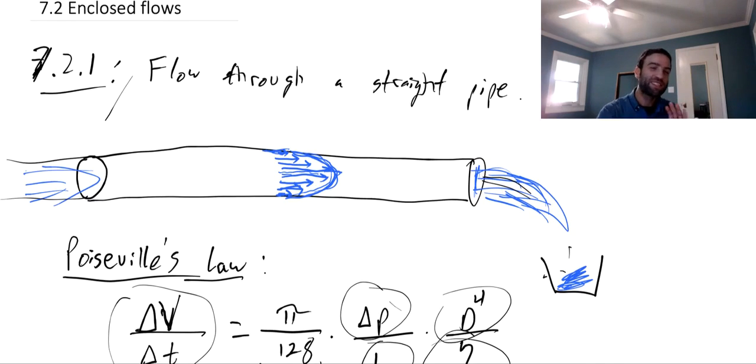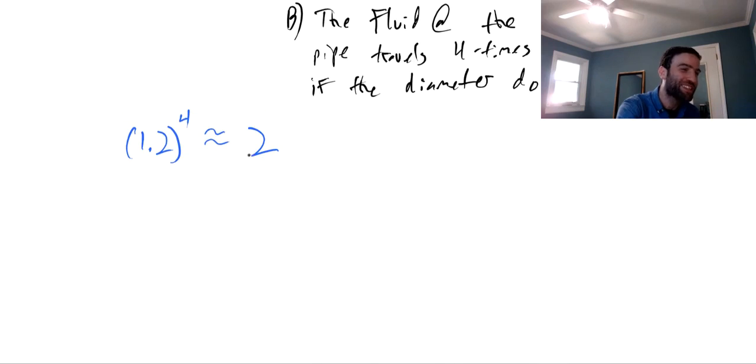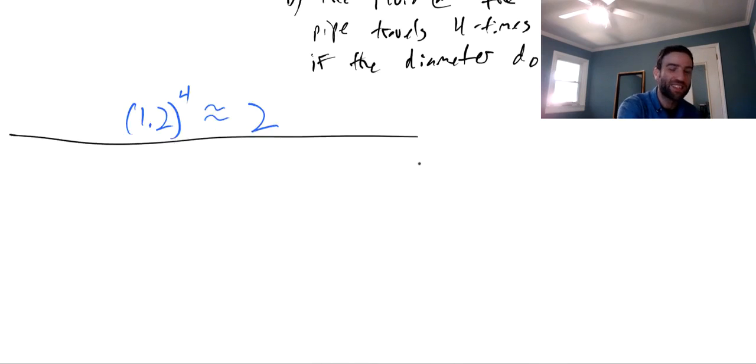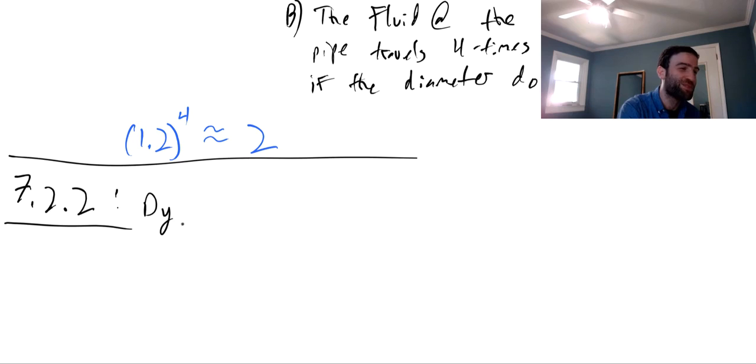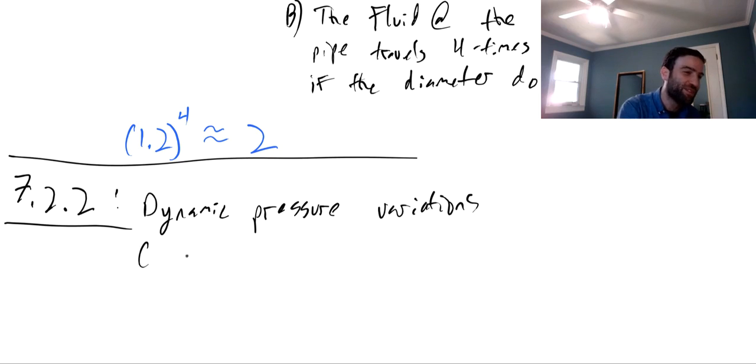Okay, so this is what happens in the simplest possible scenario of a flowing liquid completely enclosed as it's going through a straight pipe. What happens if it's going not through a straight pipe, but through a bend? So this is section 7.2.2, dynamic pressure variations. Pressure variations, flow through a bent pipe.